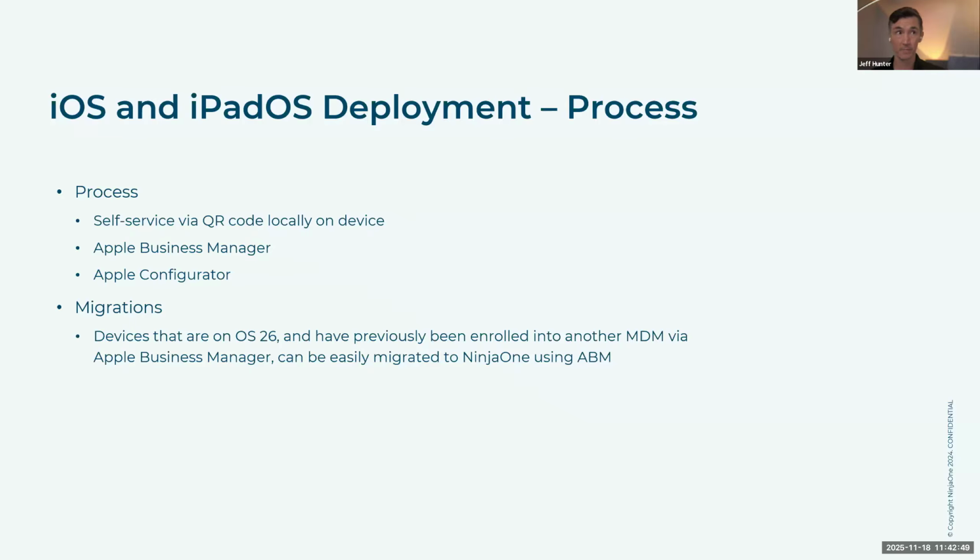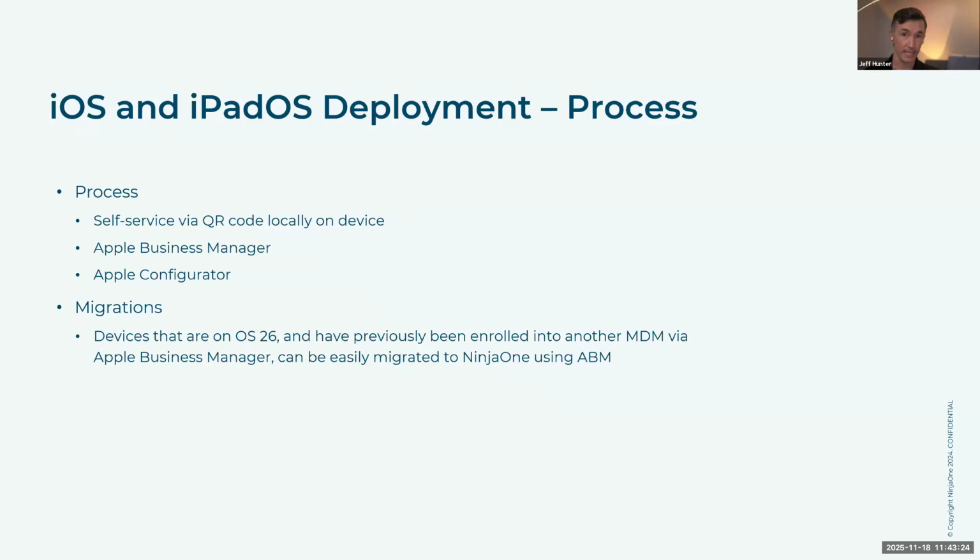But let's say you are using something. I heard somebody say Workspace ONE earlier. If you're using Workspace ONE, you have all your devices on OS 26, and you want to migrate to NinjaOne, the process is as simple as going into Apple Business Manager, right-clicking, and migrating the devices over to your new MDM, hopefully NinjaOne. You define a particular date by which the migration has to occur, and that is going to be enforced locally on the device. There will be a little pop-up message saying, "Hey, your device is going to be switching MDM providers."